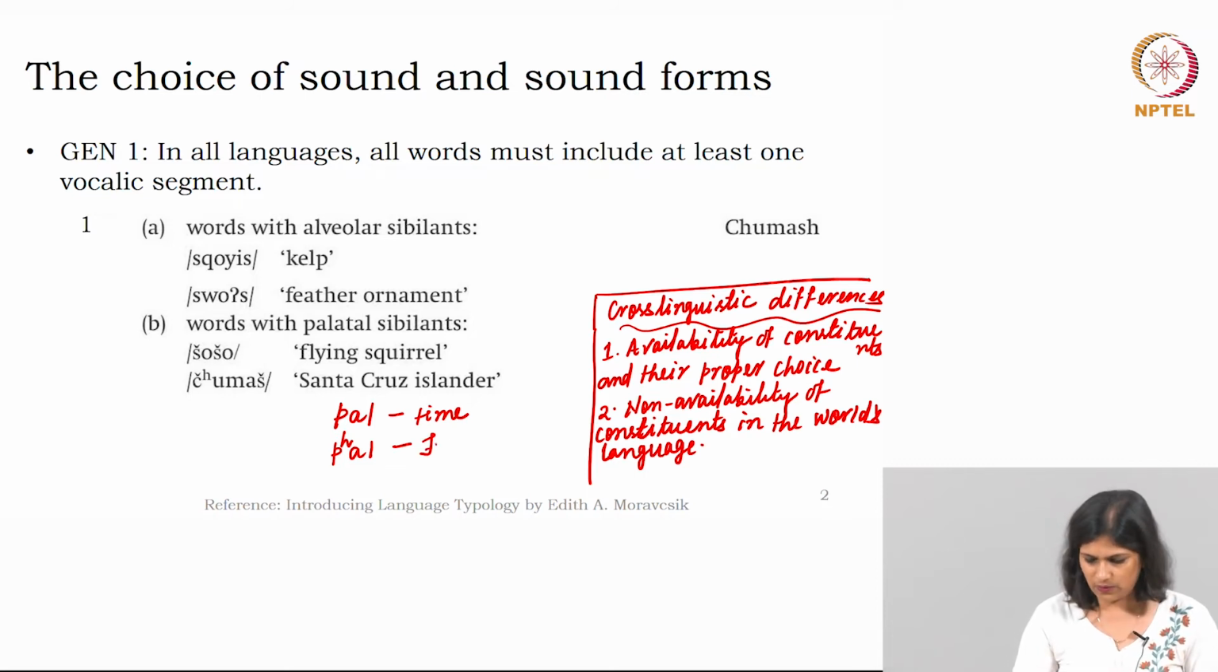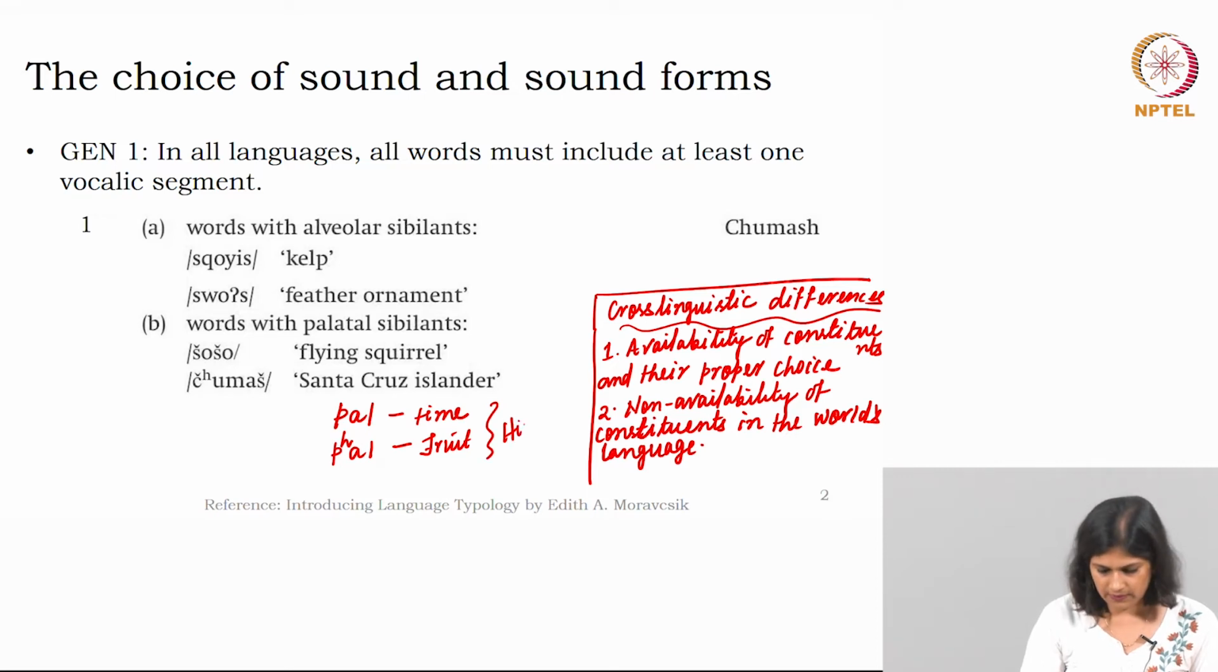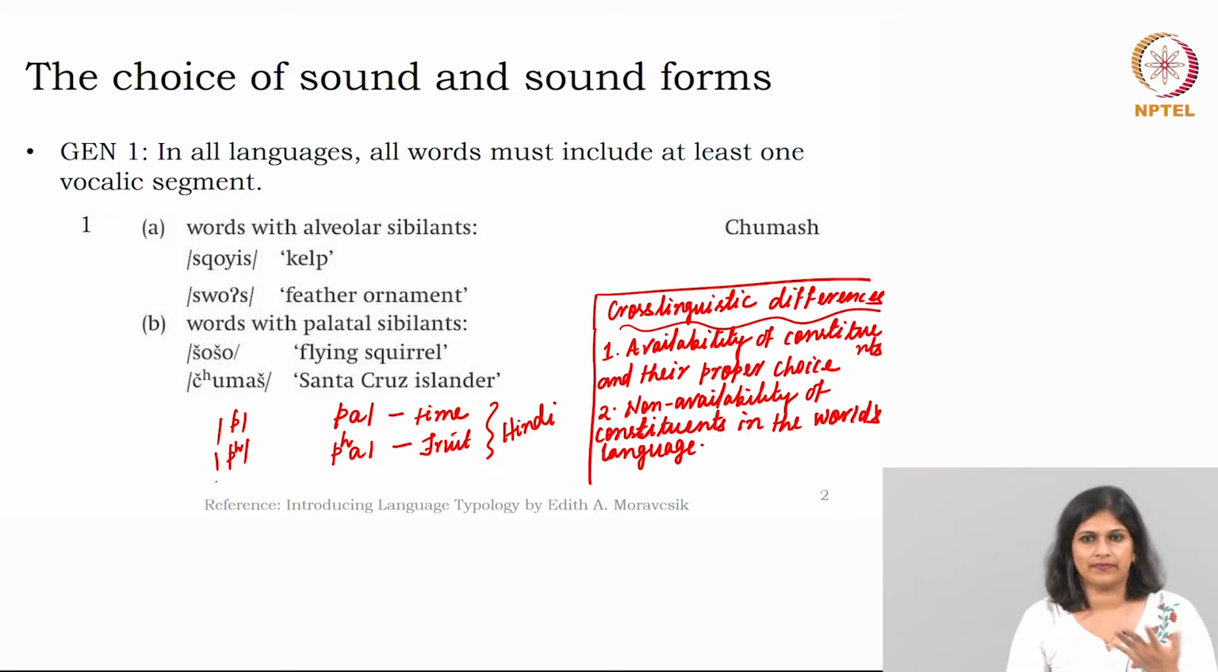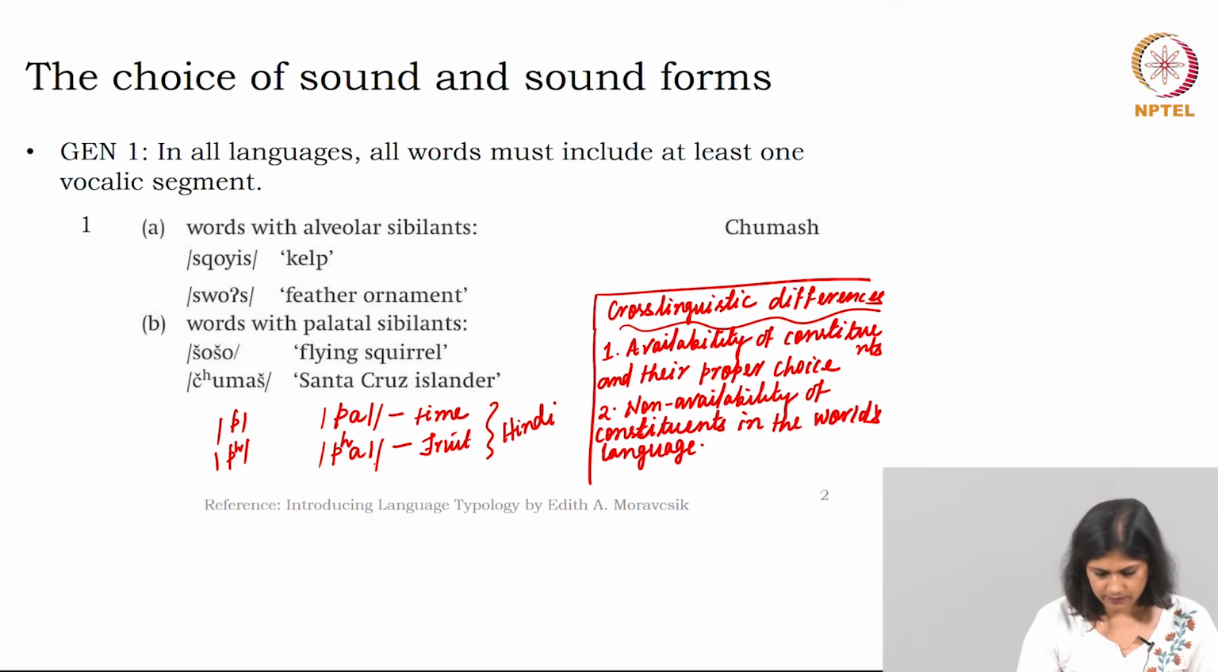I am writing the words here. So, when I write this, it means time, like some time, or the other one I am writing with the plosive, that would be fruit. These are the Hindi examples.